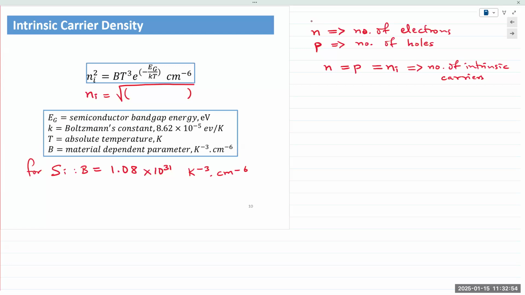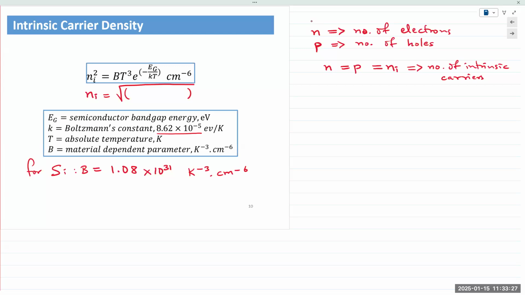So again, Ni is the square root of the equation above. B is the material dependent parameter. T is the absolute temperature in Kelvin. Again, remember, intrinsic carriers are generated due to thermal effects, so the temperature is a critical factor. E is raised to Eg, which is the band gap energy in electron volts, and K is the Boltzmann's constant, in electron volts per Kelvin. And you have to be careful.